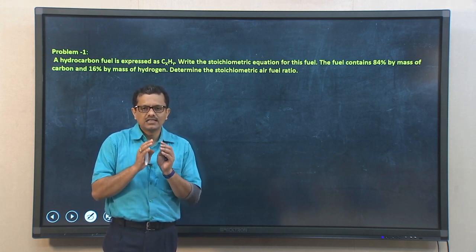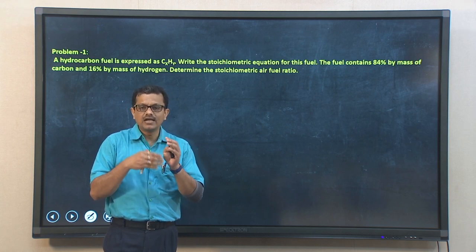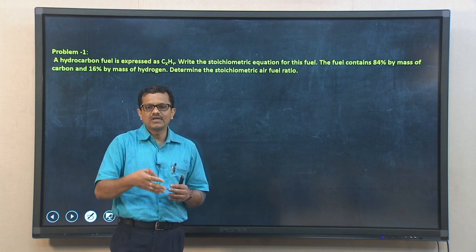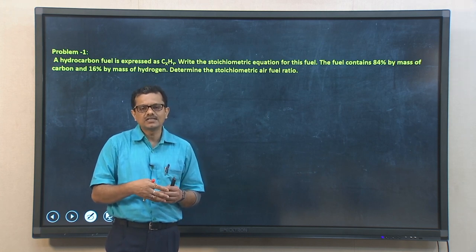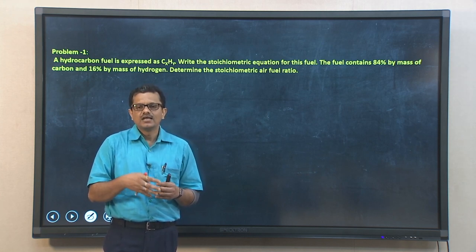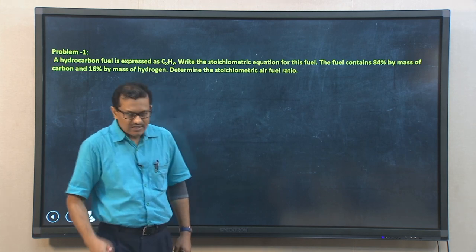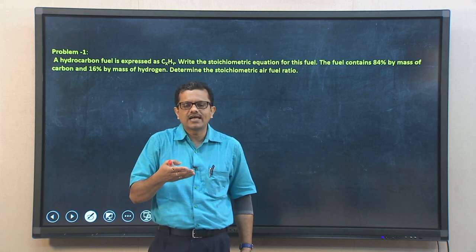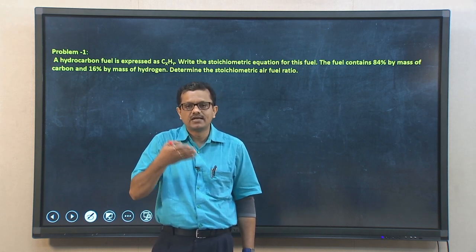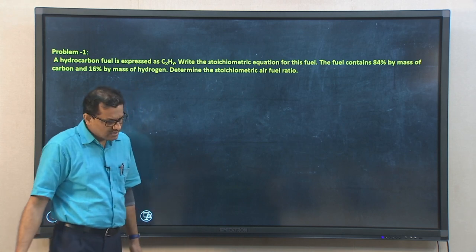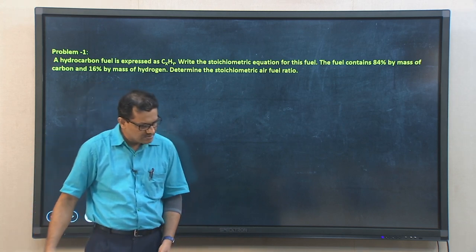So, what is the actual amount of air that we need per cycle to be supplied to the engine for efficient combustion, that is very important. If we can figure that out, that would be the stoichiometric air fuel ratio. That means per kg of fuel, we calculate the amount of air needed. Now, let us solve this problem. Let us first read the problem statement.